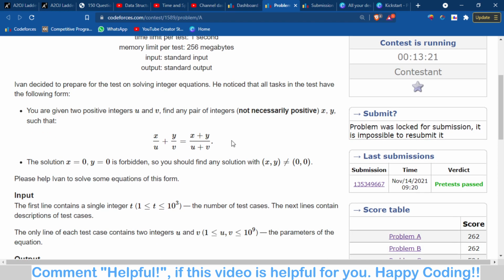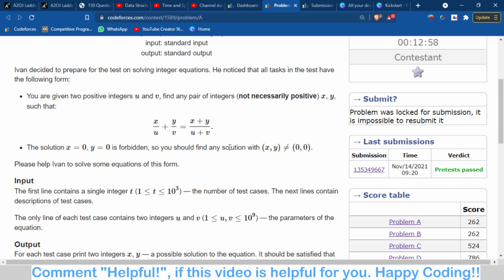There are two numbers given to you, u and v. You have to find two numbers x and y such that this condition is satisfied: x by u plus y by v is equal to x plus y upon u plus v. The values of u and v are given, and you have to find the values of x and y. This is basically the problem statement.